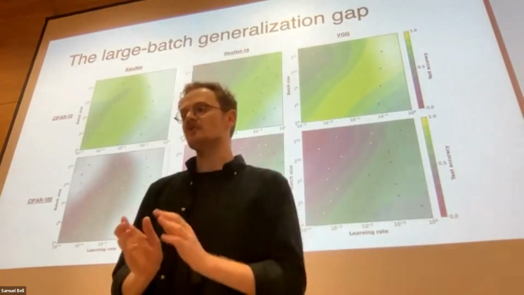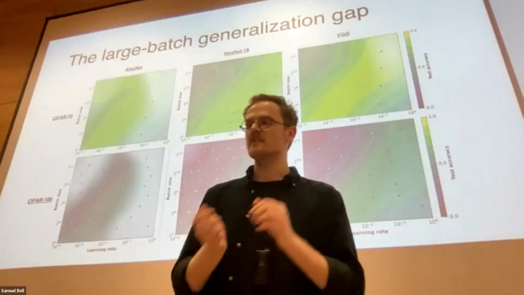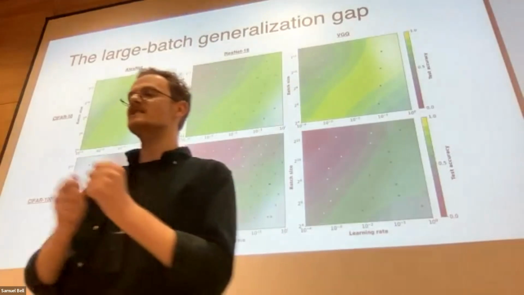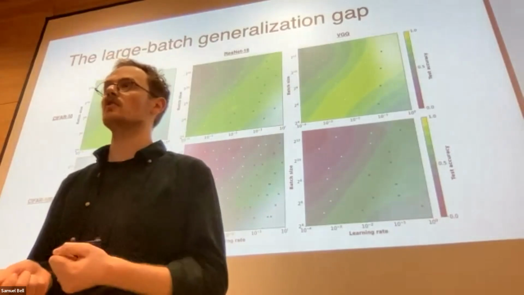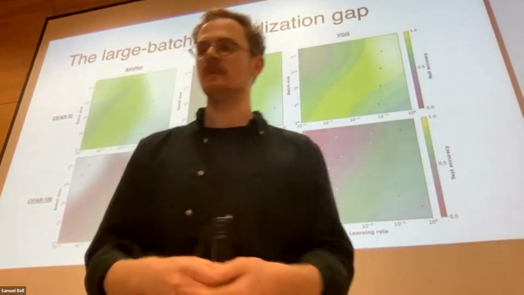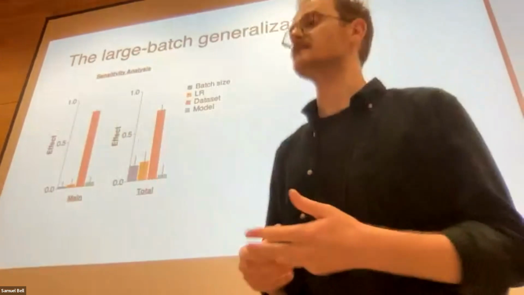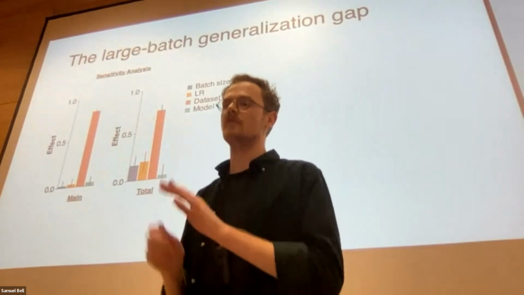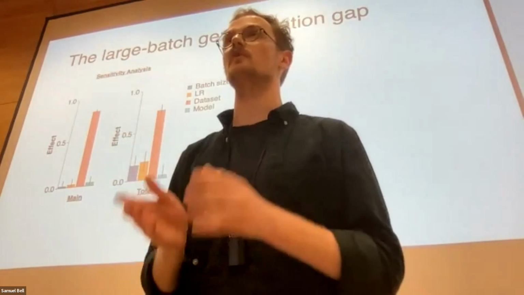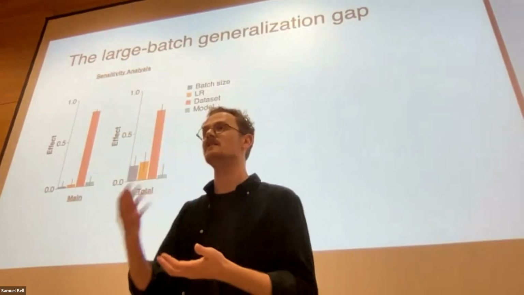So broadly, the conclusion that we should take away from this figure is that there's a plateau of reasonably consistent test accuracy as you increase batch size, as long as you increase learning rate. And again, we can apply sensitivity analysis to this. So what's going on here, if you first focus in on the main effect, that's the effect of every parameter individually.